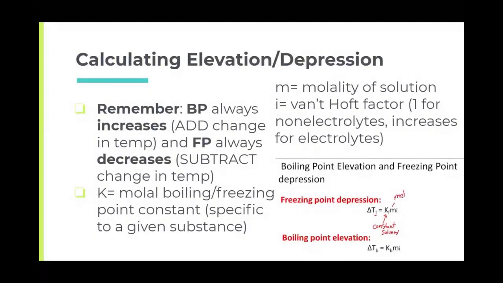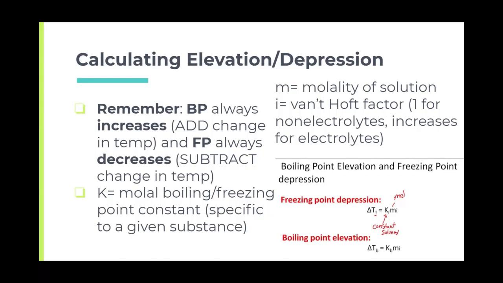So when we are calculating the freezing point depression and boiling point elevation, we have to remember that the boiling point always increases and the freezing point always decreases when we add a solute to a solvent. So this means that whatever the change in temperature that you get from your equation, you're always going to add it in the case of boiling point, and you're always going to subtract it in the case of freezing point.